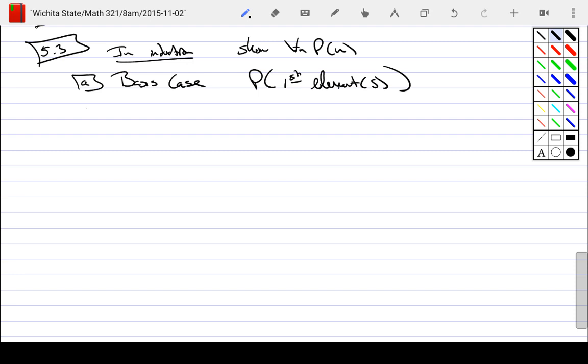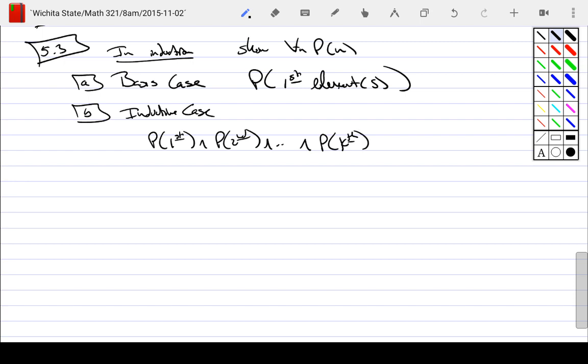Now, after you did that, you had your inductive case. And the idea of the inductive case, if we would look at this, is we would have that P of the first and P of the second and everything up to P of the kth implies P of the k plus first.